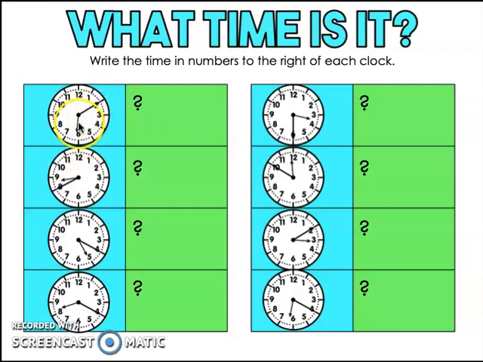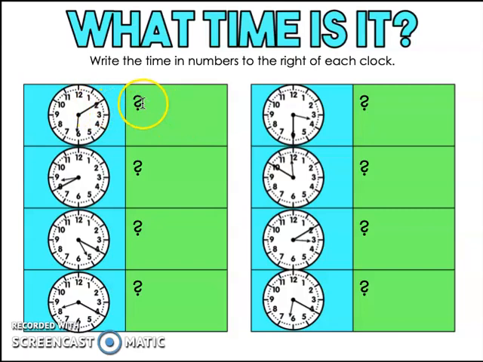For example, for the first one, I noticed that the hour hand is pointing a little bit off of the 6, but still very close to the 6. So we know that the hour is going to be 6. And then I noticed that the minute hand is pointing on the 2. And remember, to find the minutes, we have to count each number by 5s. So 5, 10. So I know that this clock is showing the time 6:10.